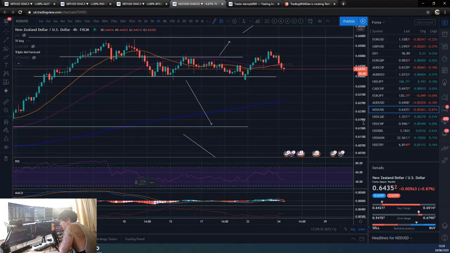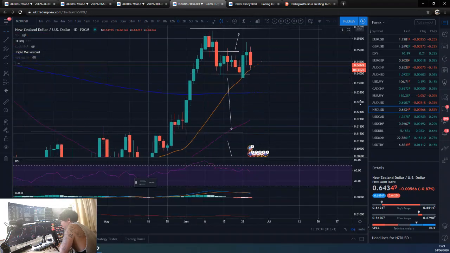New Zealand dollar, US dollar daily. What's the daily saying?